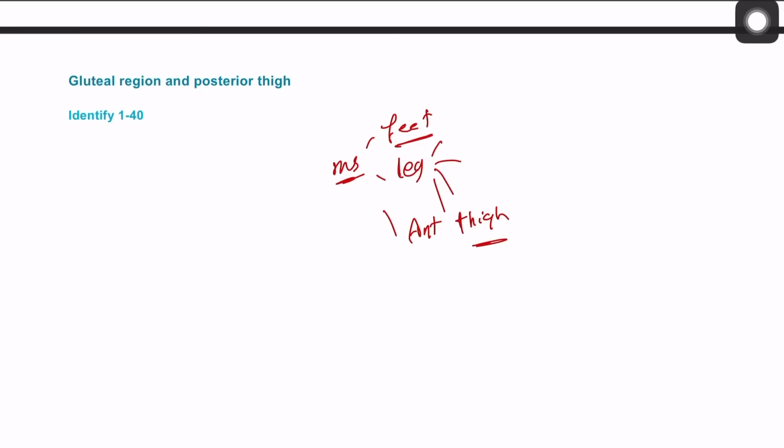Okay, so moving on, the gluteal region and the posterior thigh. So now we covered the muscles. We covered the feet, and we covered the leg as well, with all the compartments and what separates between them. And we covered the anterior thigh, but now we're left with the posterior part of the thigh, and also the gluteal region.